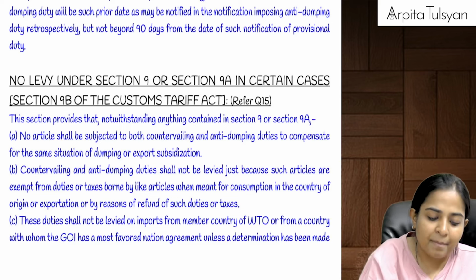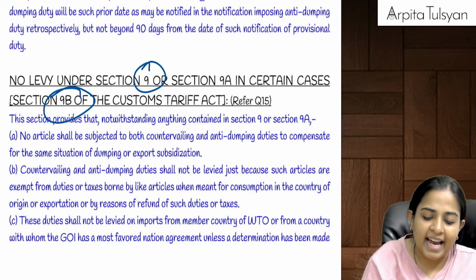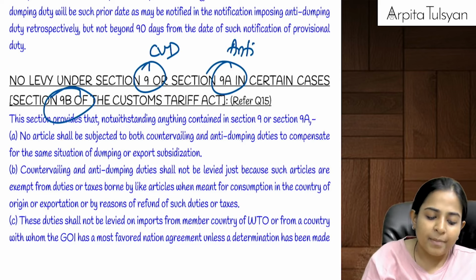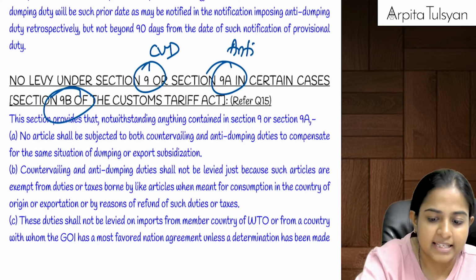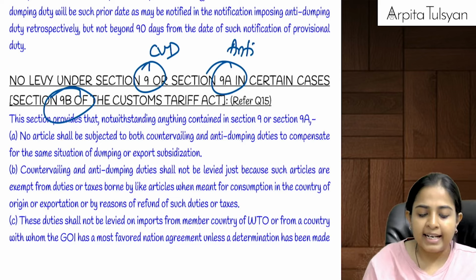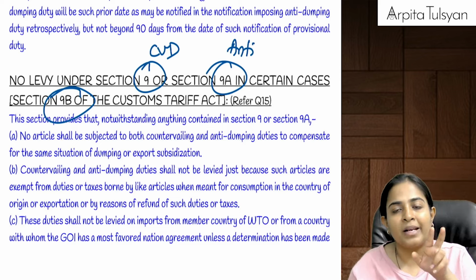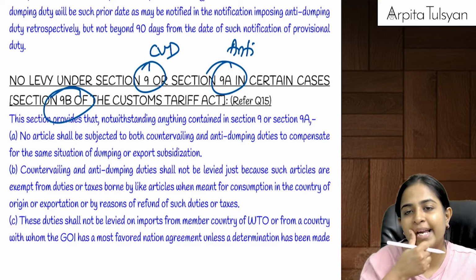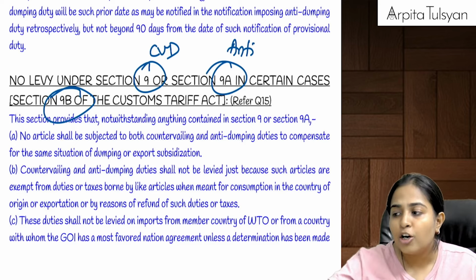Yes, section number 9B. Section number 9B says that 9 or 9A, that is countervailing duty on subsidized article, or 9A, that is your anti-dumping duty, should not be levied in few circumstances. Now, what are those circumstances in which it should not be levied? So, first one, they are telling that both of them together should not be levied for the same dumping or for the same subsidy on that particular article. For the same situation, both of them should not be levied together.